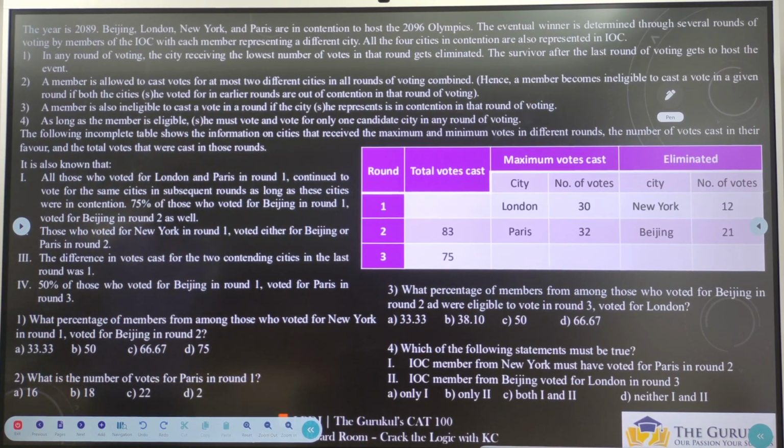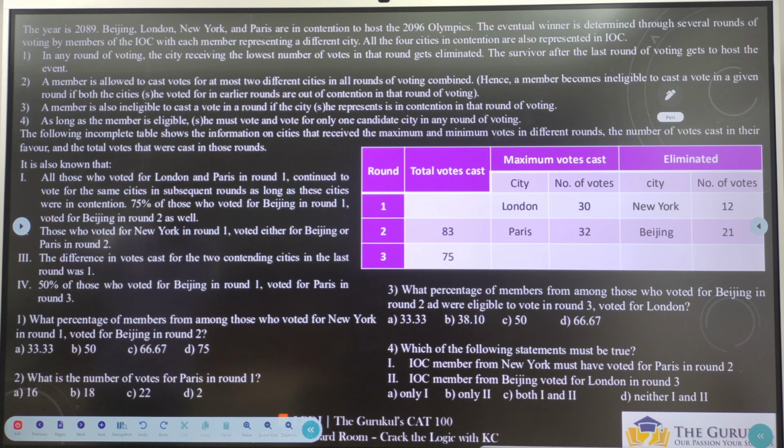Okay, so in the year 2089, Beijing, London, New York, Paris are in contention to host the 2096 Olympics. The eventual winner is determined through several rounds of voting by members of the IOC, that is International Olympic Council, with each member representing a different city. All the 4 cities in contention are also represented in IOC.